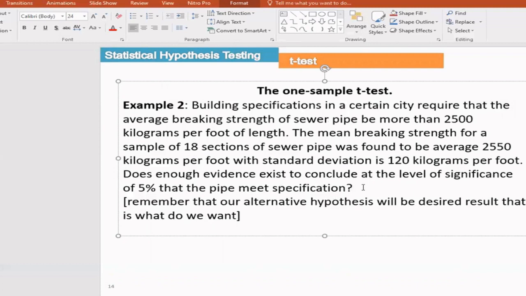So here, first of all, you have to decide it is a t-test because the sample size is less than 30 and the standard deviation is not given for the population. It is given in the sample. So you have to use a t-test, and which test, one or two tails? See here, the claim is more than, so it will be a one tail test.